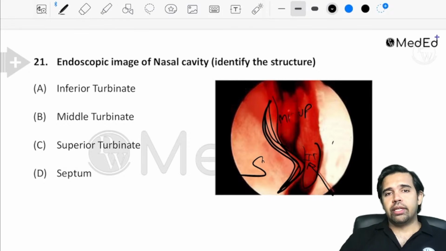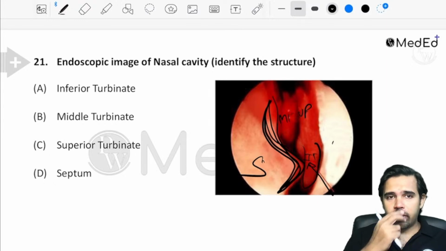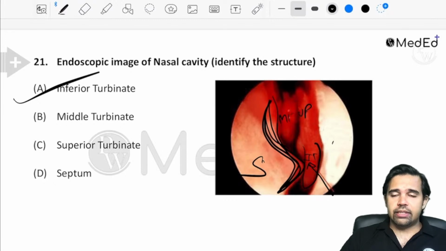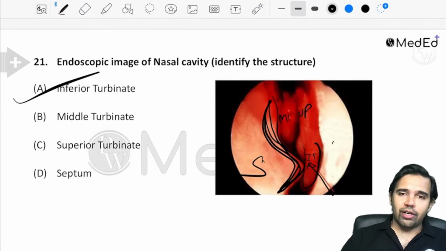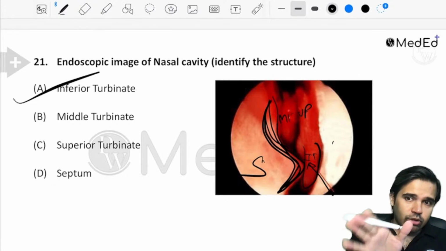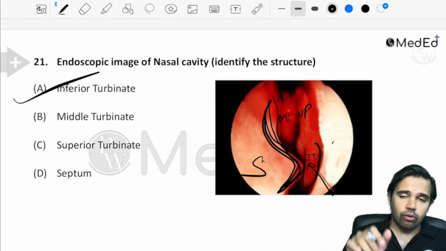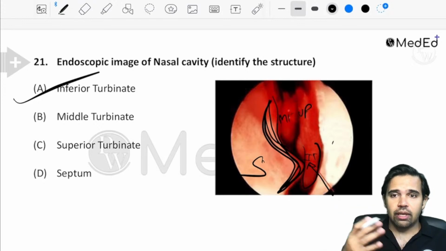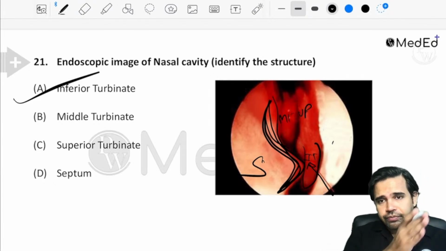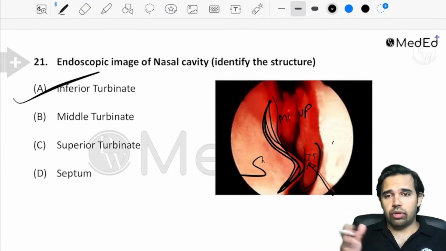Here they're asking to identify the structure where this arrow is put, and that is the inferior turbinate, a fairly standard and straightforward question. Between the middle turbinate and the uncinate process is where you see the infundibulum and hiatus semilunaris, where the maxillary sinus and ethmoidal sinus drain. The sinus drains directly from a little bit medial to the turbinate.